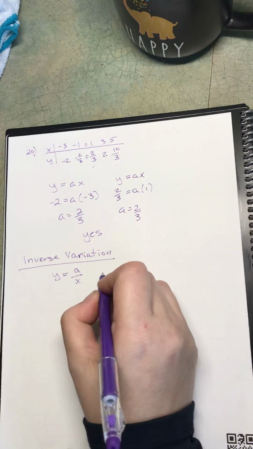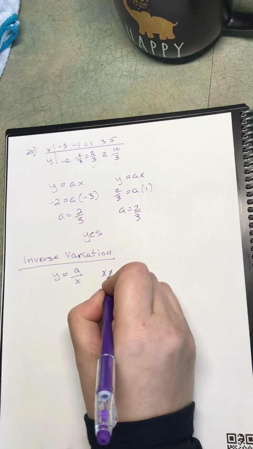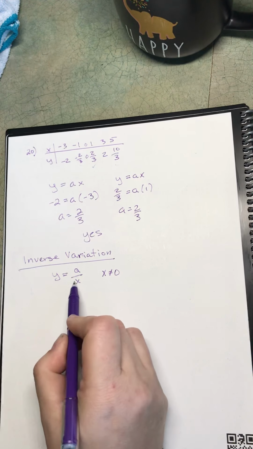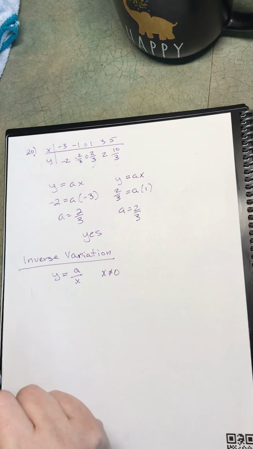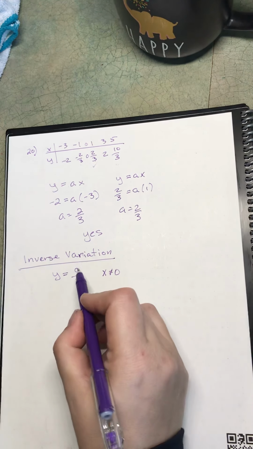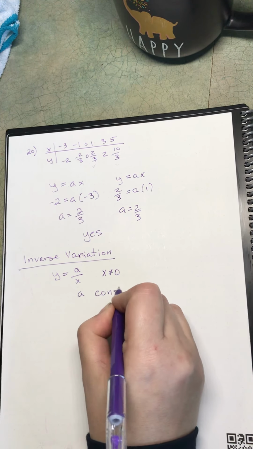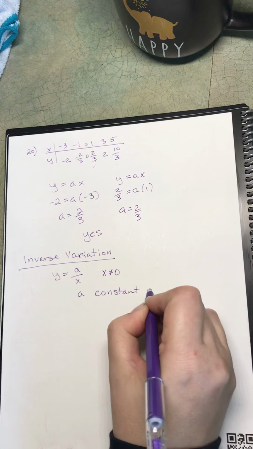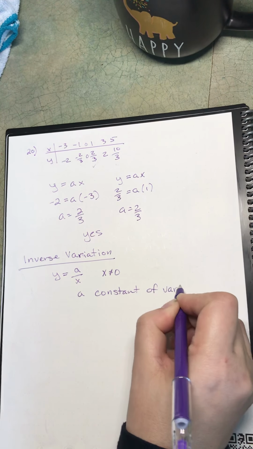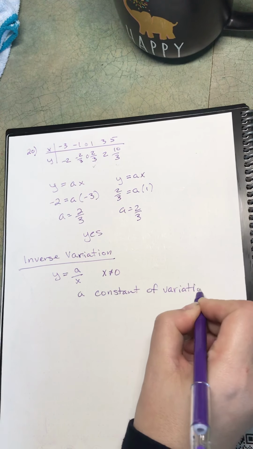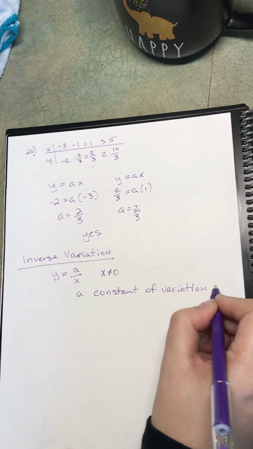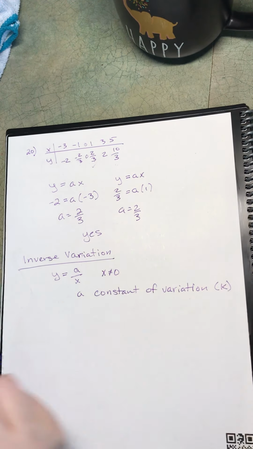The one rule for this, of course, is that x can never equal 0, because if x were 0, then we'd be dividing by 0, which is undefined. A is still the constant of variation. And sometimes you will see it instead as k. Our textbook uses a, but a lot of places will use k instead.